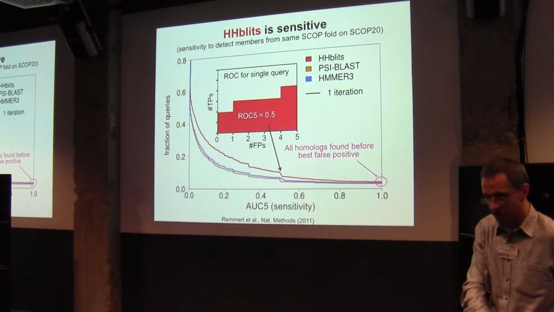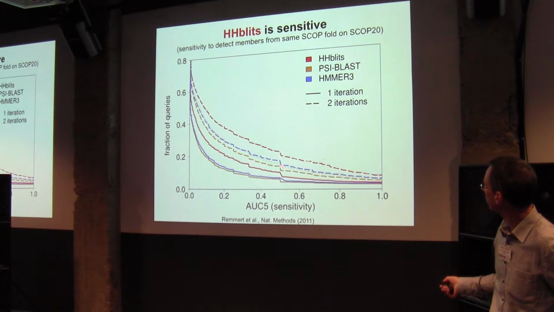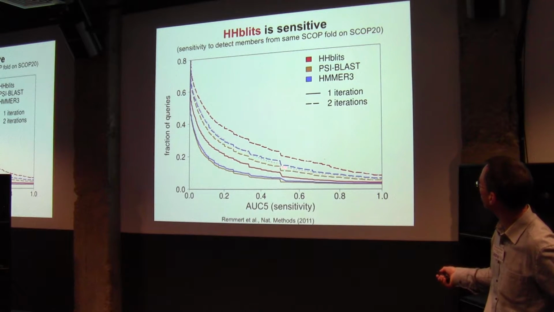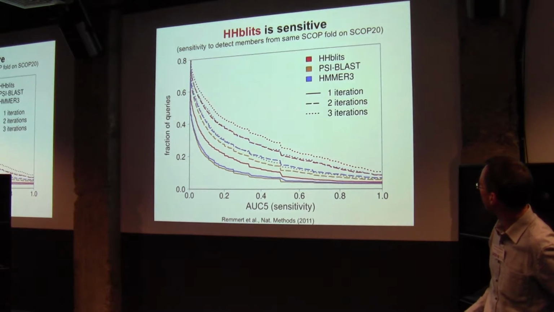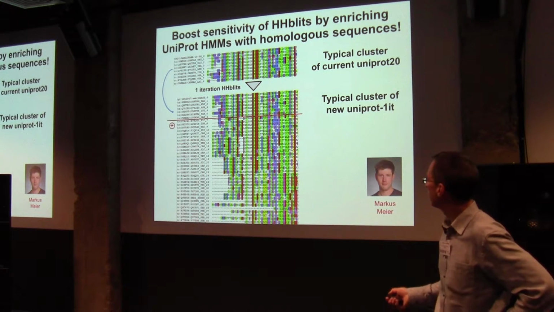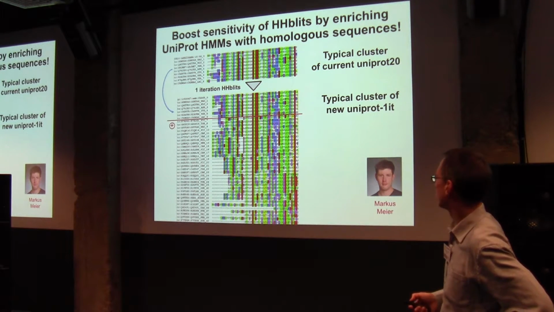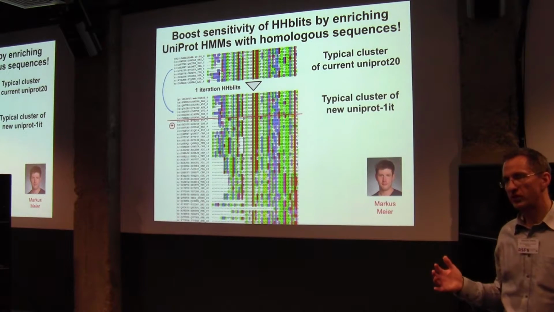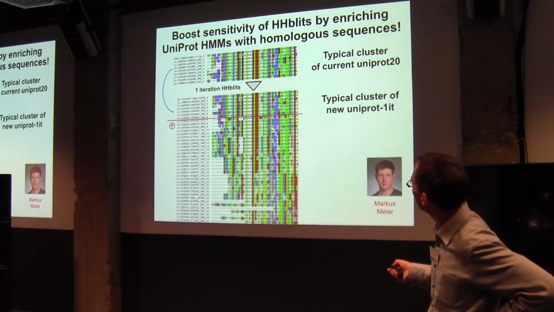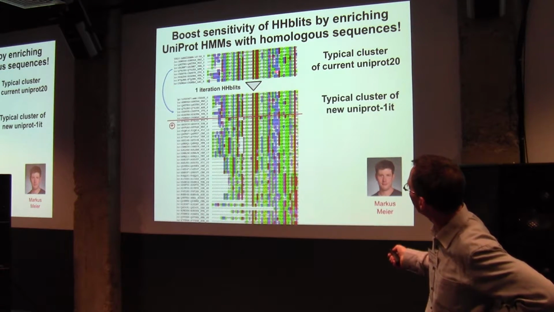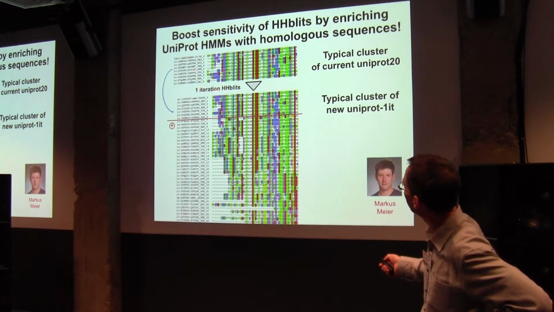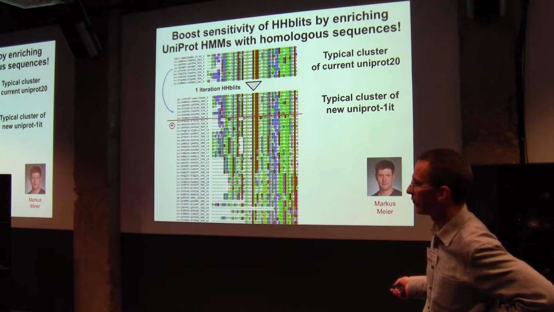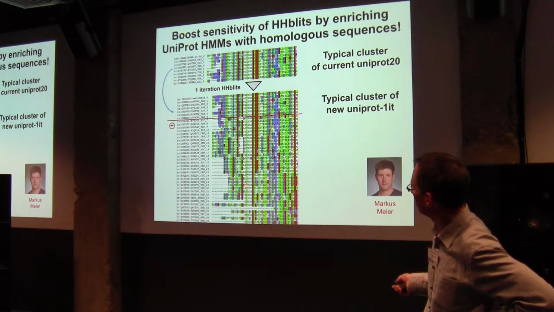And then after the second iteration, you are even more sensitive, but the difference between these two more or less stays the same. So HHblits in red is always more sensitive than HMMER or PSI-BLAST. This is also true for the third iteration, and we've recently developed a method that is even more sensitive by clustering, but not only clustering the UniProt database, but by adding local homologs to it. So this is one of the clusters from the UniProt database that we clustered. It has something like 10 sequences or so. We do one iteration of HHblits to enrich it with local alignments. And so we get, instead of just 10 sequences, something like 100 or so.